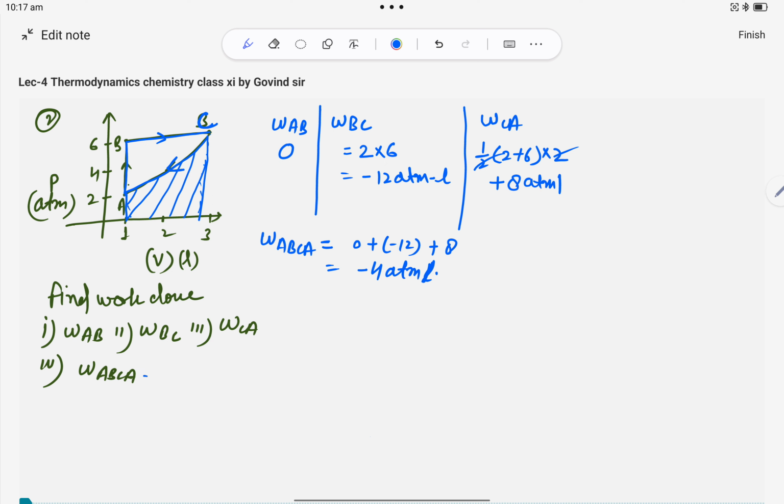So this work is not 0, children. It's a cyclic work. W cyclic here is not equal to 0. Sorry, I put 0. It is not equal to 0. It's proof that work is a path function. Because in state function, I told you, cyclic state function is always 0 because it depends upon the final and initial condition. I hope it is clear.